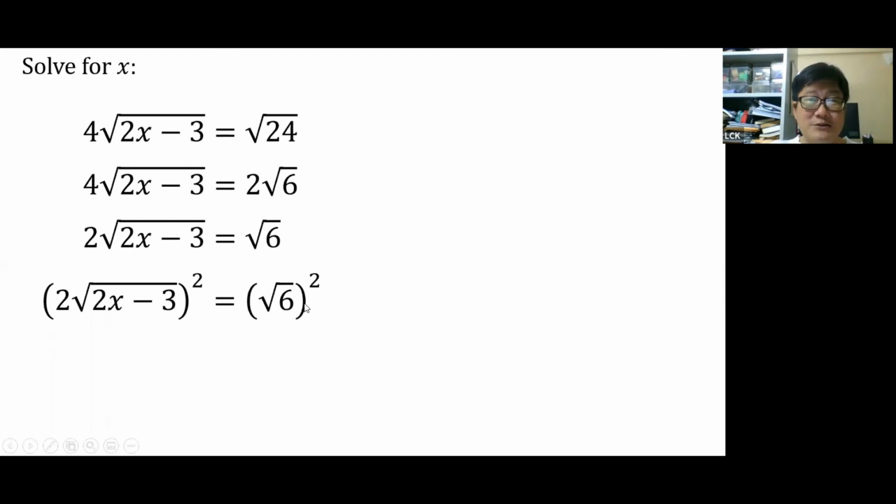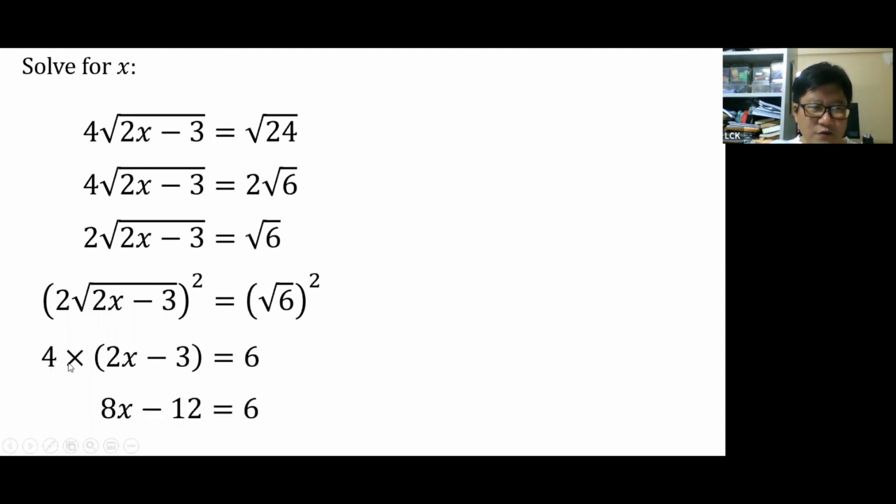You square both sides. When you square both sides, this 2 squared becomes a 4. Square root 2x minus 3 loses its square root sign. So square root 6 times square root 6 is merely a 6. And solving this is easy. Multiply this out because you have a 4 times 2x is 8x. 4 times minus 3 is minus 12. That's 6 there. 8x equals 6 plus 12.